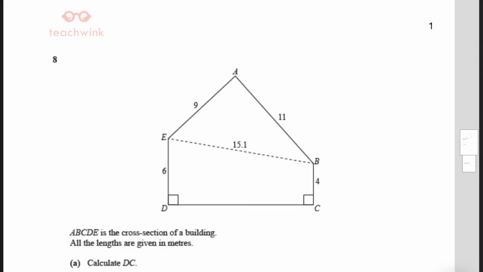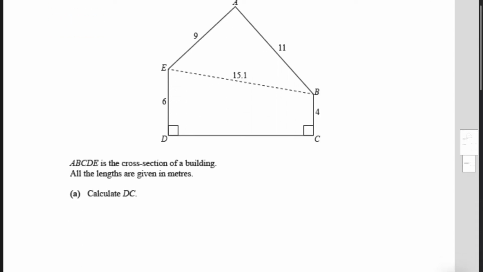So let's start. In the question, they've given us a triangle and a trapezium. The question reads, ABCDE is the cross section of a building. All lengths are given in meters. Calculate DC. They've asked us to find this length over here.